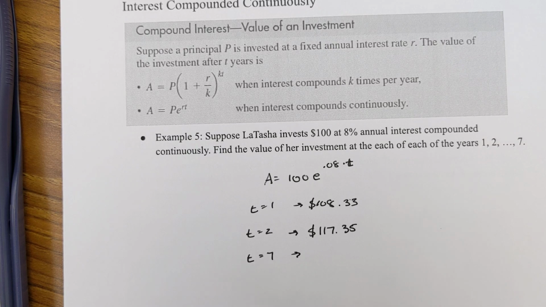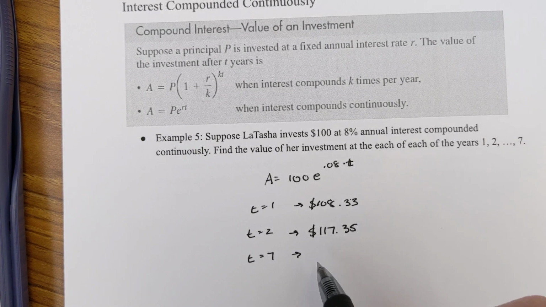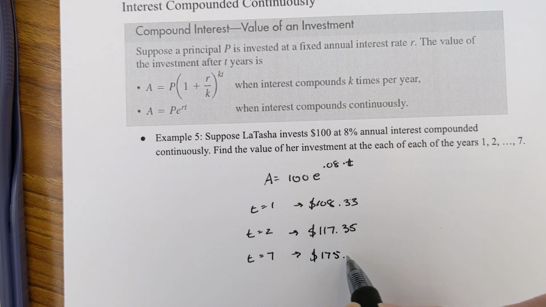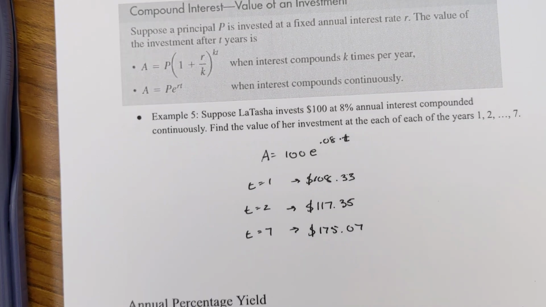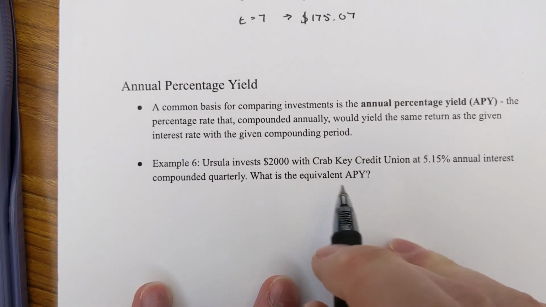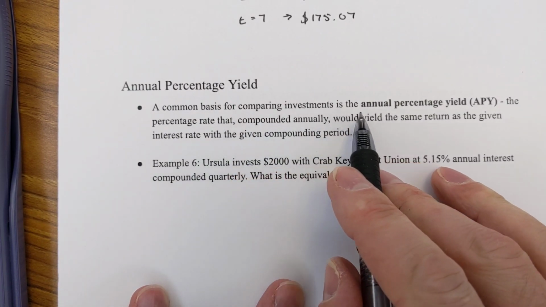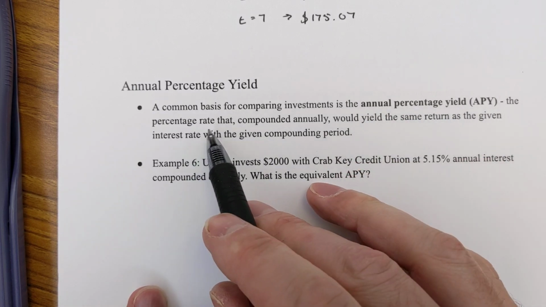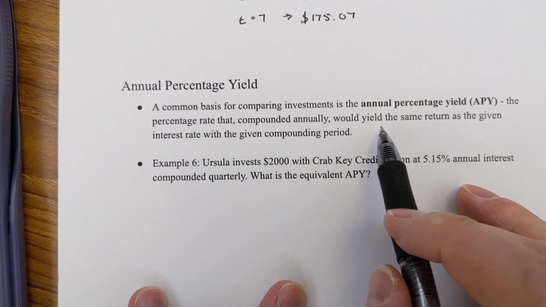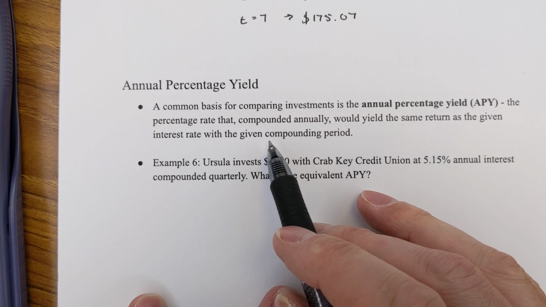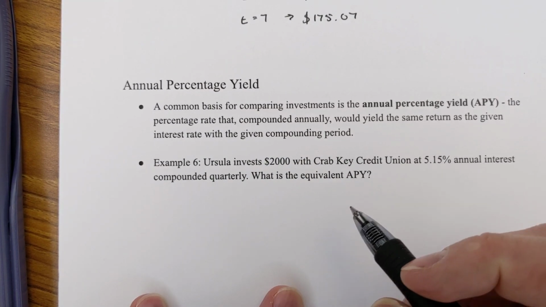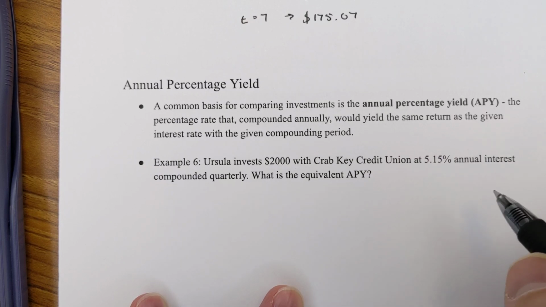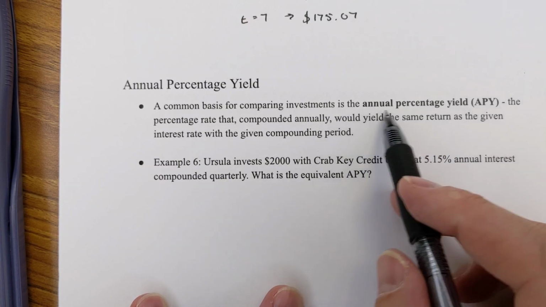If we go all the way up to 7, let's plug 7 in for t, she's up to $175.07. So it's growing pretty quickly. All right, annual percentage yield. A common basis for comparing investments is the APY, the percent rate that, compounded annually, would yield the same return as the given interest rate in the given compounding period. So when you see a bank or an investment, even if they may be compounding the interest quarterly, monthly, whatever, they will usually give you an annual percentage yield.